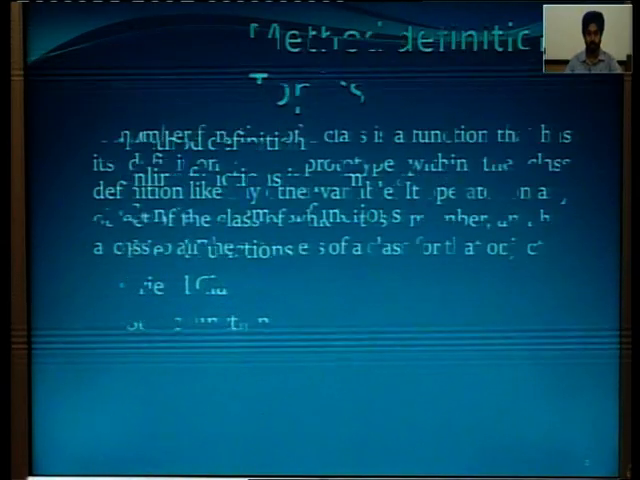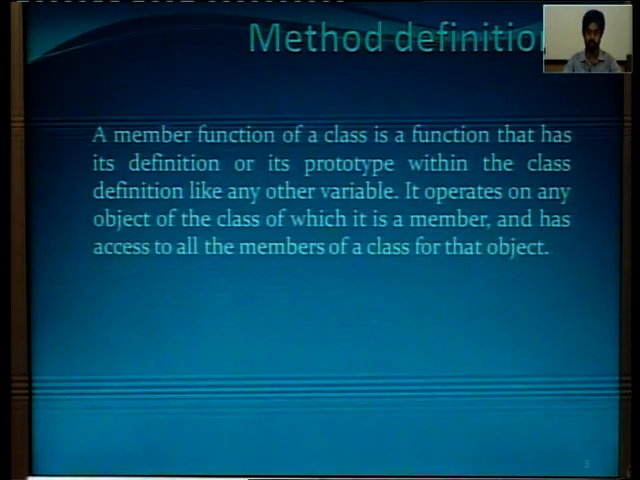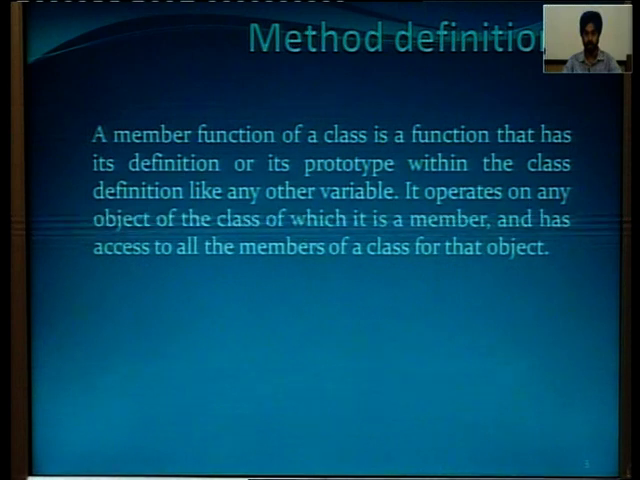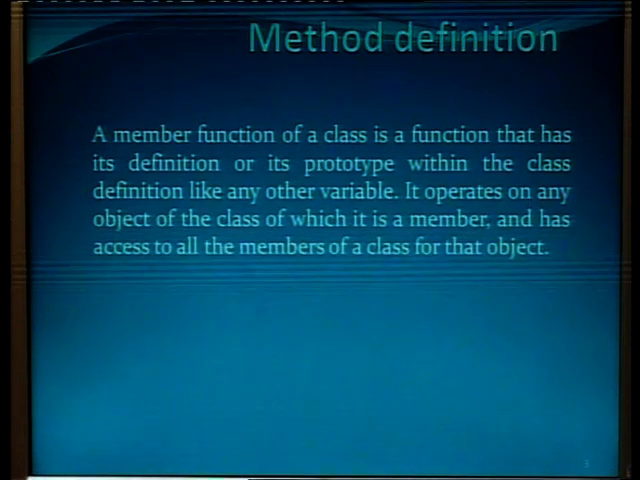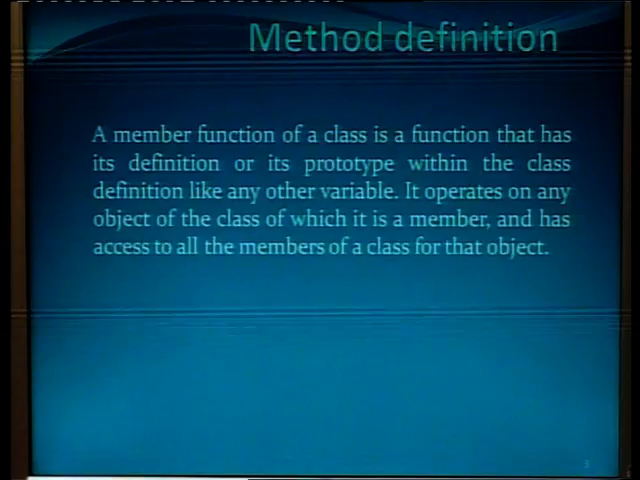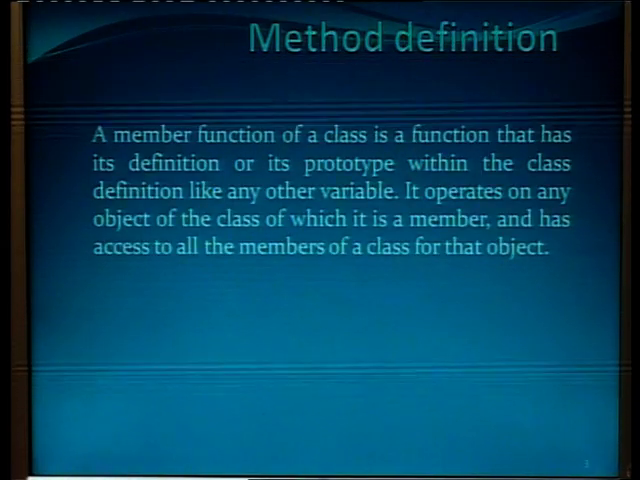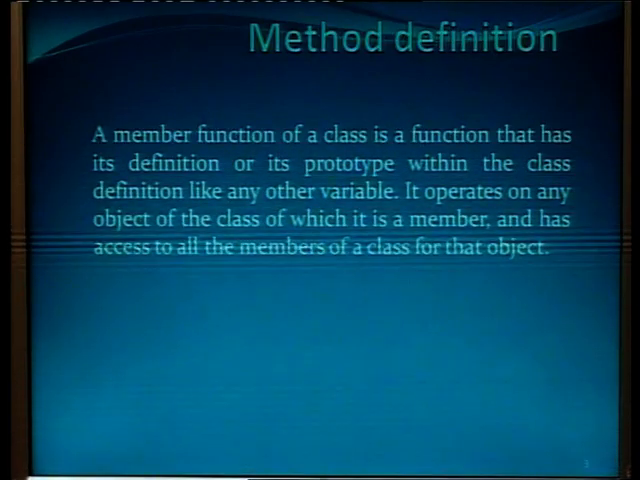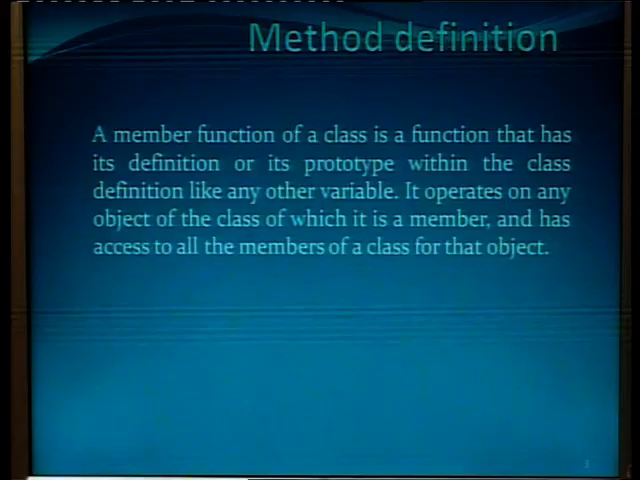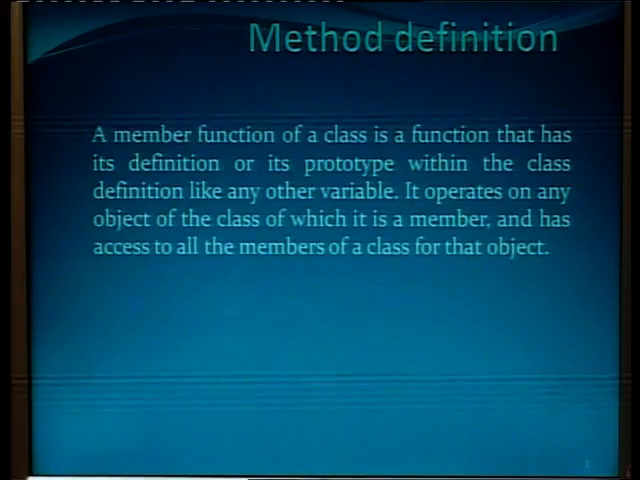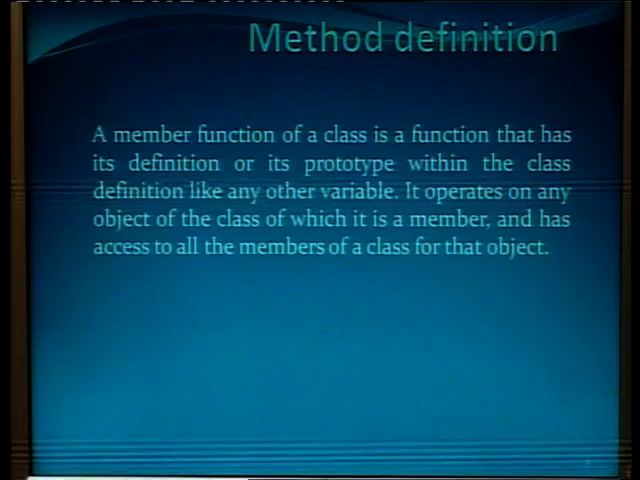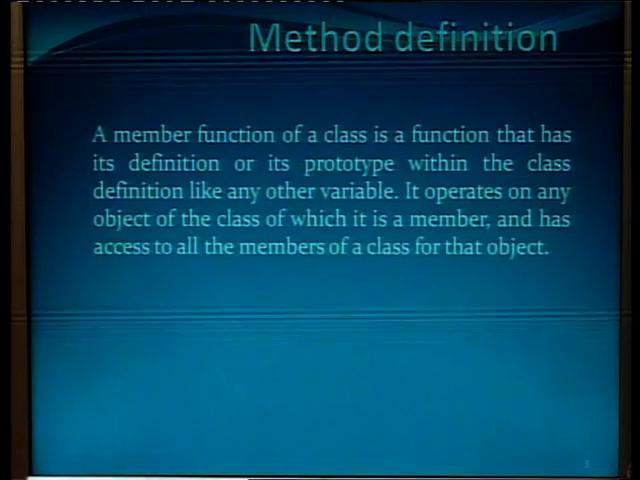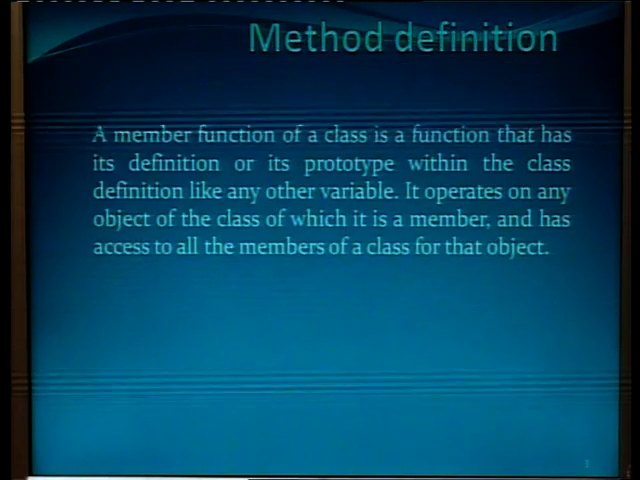First of all, method of definition, or you can say a member function's definition. A member function of a class is a function that has its definition or its prototype within the class definition like any other variable. It operates on any object of the class of which it is a member, and it has access to all the members of the class for the object.